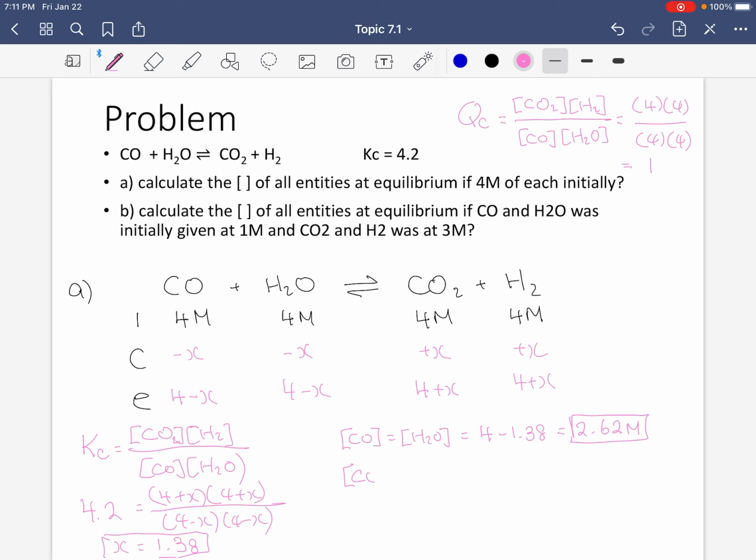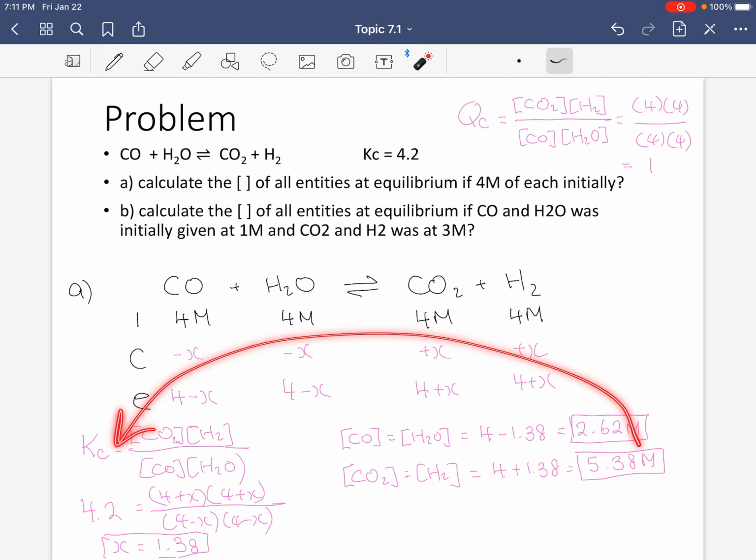And CO2 is equal to H2, which is of course 4 plus 1.38. That is 5.38. Again, it makes sense. Okay? If you take these numbers and plug them back into your QC equation, you should get 4.2. Which means you're doing great.